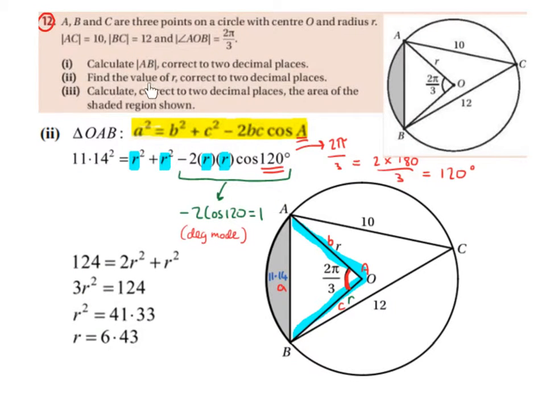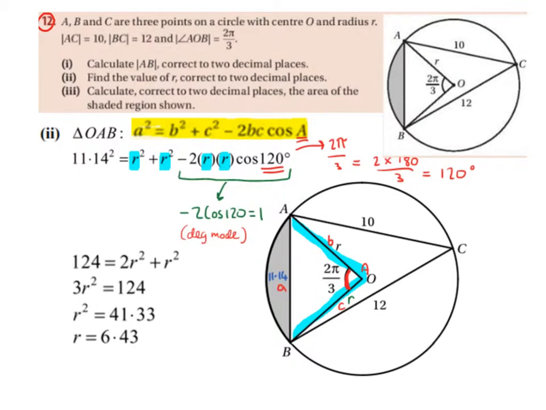Part 2. Find the value of R, correct to 2 decimal places. So we want to find the radius. We're going to take the triangle OAB, and we're going to use the cosine rule, a squared equals b squared plus c squared minus 2bc cos of A. And we're going to label our triangle. The angle is going to be capital A, so that's 2 pi over 3. And the side opposite is lowercase a. That's 11.14, we got that from part 1. And then the b and the c are both R.